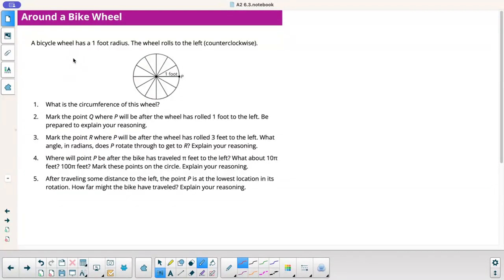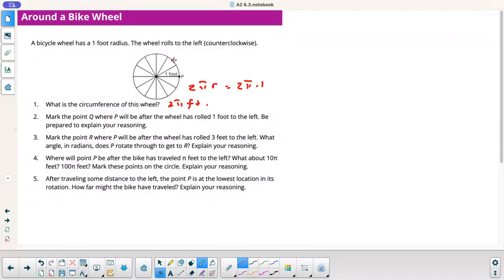All right, so let's look at this one. A bicycle wheel has a 1 foot radius. The wheel rolls to the left, so counterclockwise. What is the circumference? Well, 2 pi r. So 2 pi times 1, so that'd be 2 pi feet. Mark the point Q where P will be after the wheel has rolled 1 foot to the left. So 1 foot would be, half a circle is pi, so it'd be like I took this radius here and rolled the same amount right there.